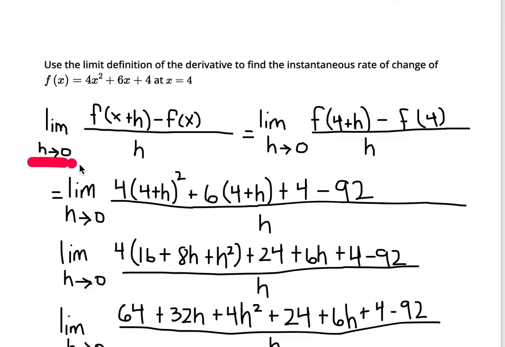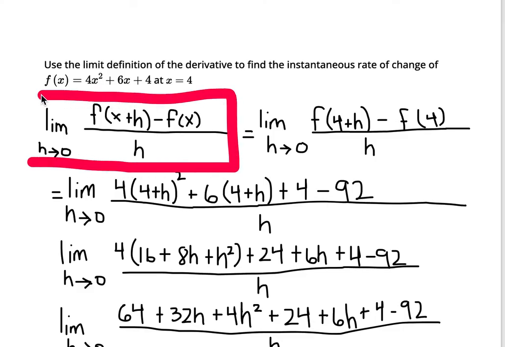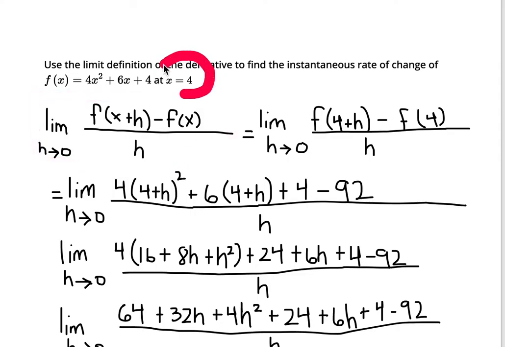So starting with the limit definition, here's our definition. Because we have a specific value of x, I'm going to plug in 4 everywhere I see x. So that leaves us with the limit as h approaches 0 of f of 4 plus h minus f of 4, all over h. Now from here, we just got to use a bunch of algebra to clean this up.